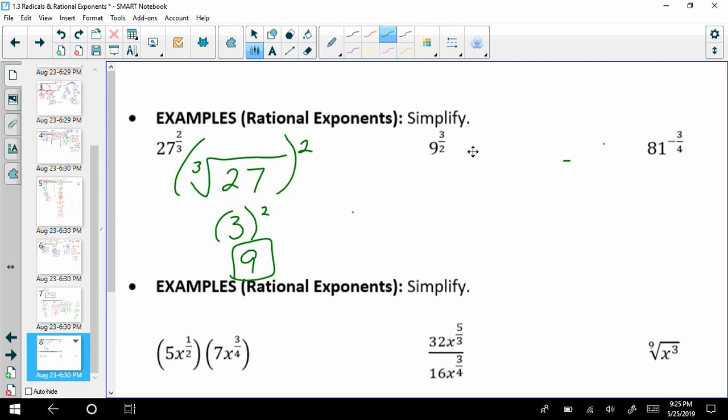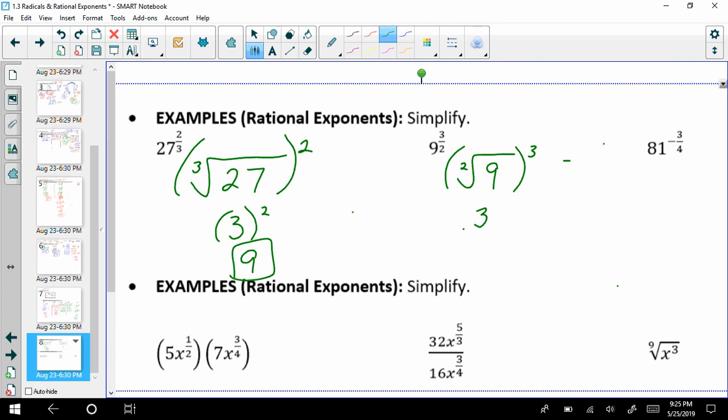Next one, let's rewrite it. This is going to be a square root. When it's a square root, you don't have to put the 2 there. If no number is written in as the root, it's a square root. So the square root of 9 is 3. It's a perfect square. But then it's going to get cubed. So 3 cubed, I get 27.